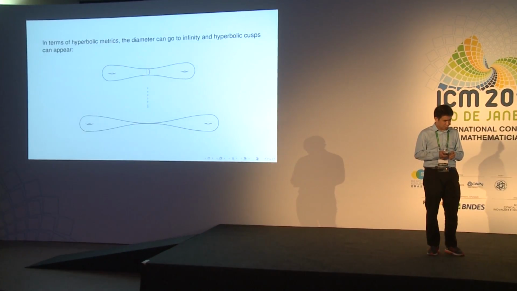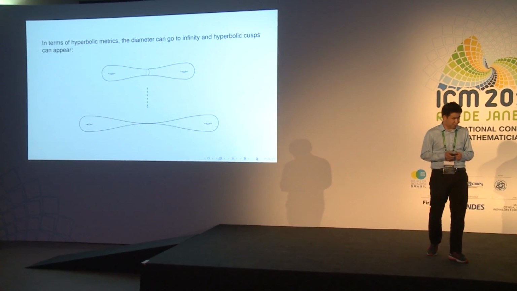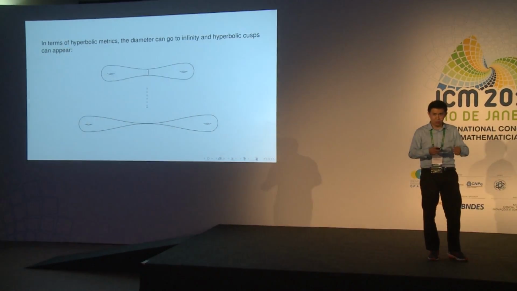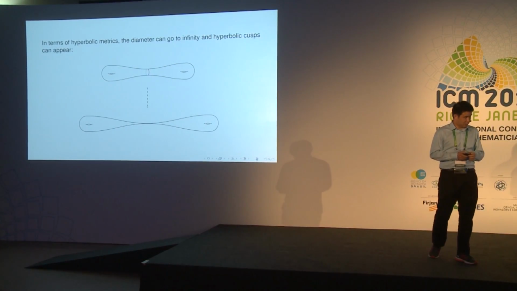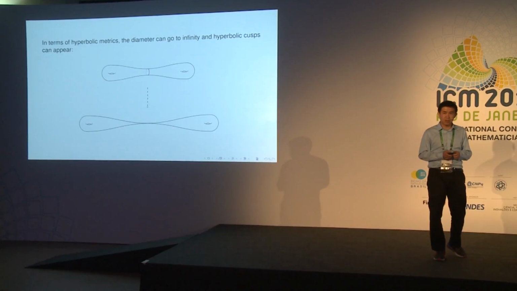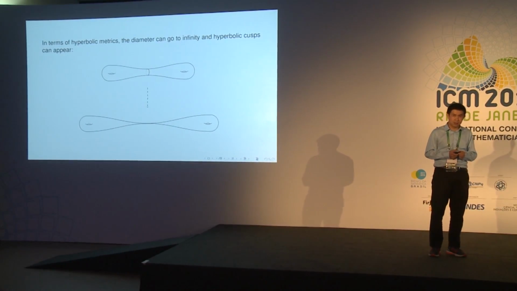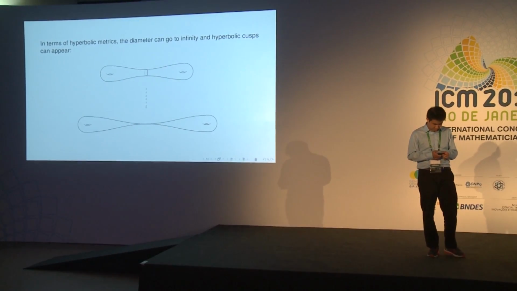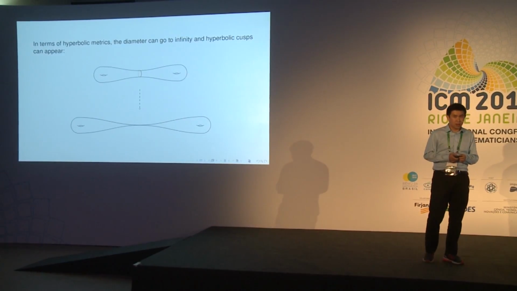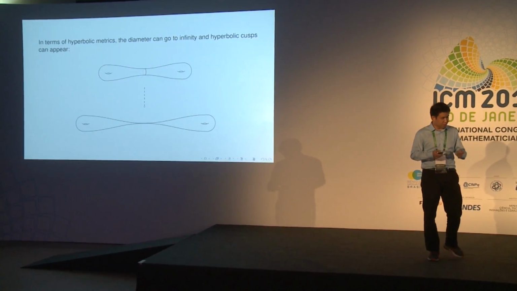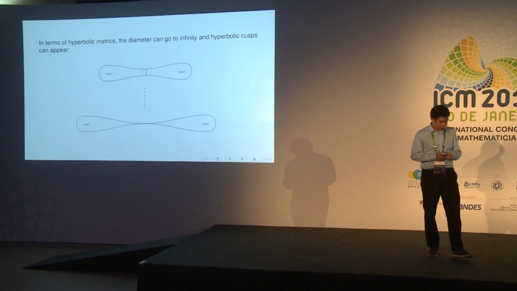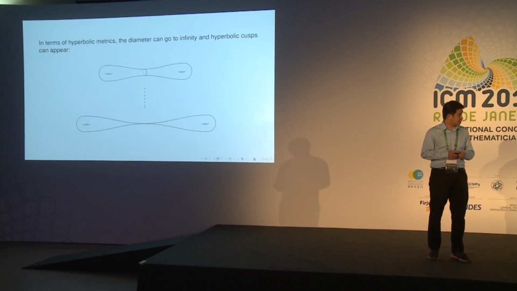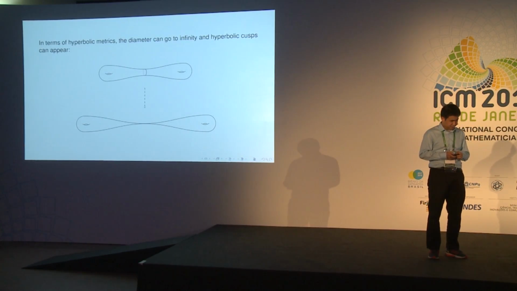In terms of hyperbolic metrics, the only degeneration we see is that we form a longer and longer neck. In the end, the diameter goes to infinity and the injectivity radius goes to 0. And in the limit, we get a union of hyperbolic surfaces, which may be complete and have cusp ends at infinity.